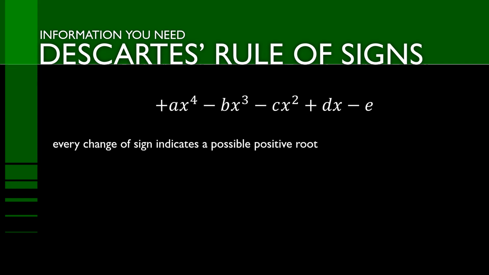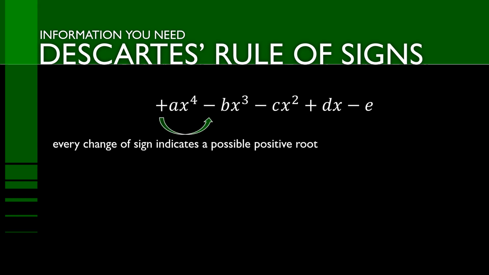We don't need to worry about the coefficients because they absolutely have no bearing on what we're doing here. What we want to do is look at the signs. Every sign change tells you that there's a possible rational positive root. So if we go from positive ax to the 4th to negative bx cubed, that's one sign change.